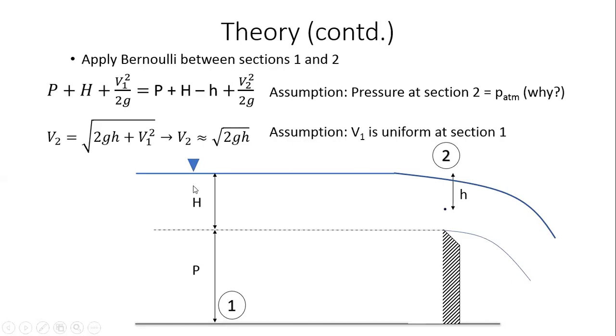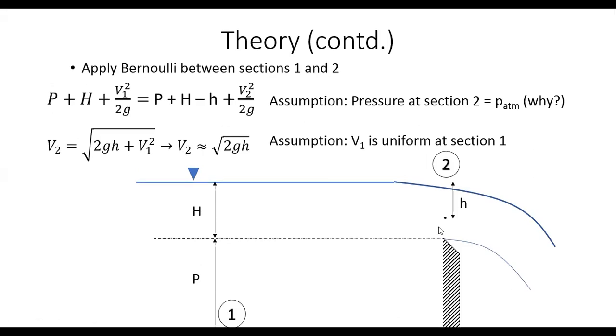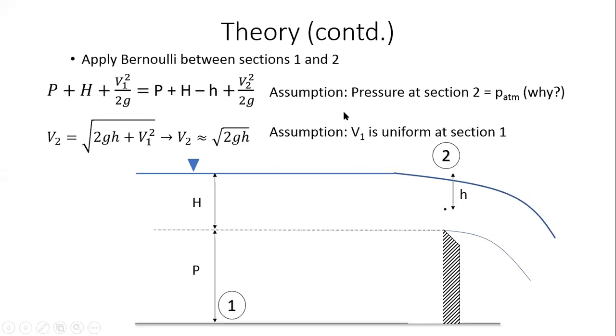So the assumption here is that V1, the velocity at cross section 1, is uniform, and as you can imagine, it will be much smaller than V2, right? Because V1 is passing through a much larger cross-sectional area, whereas V2 is passing through a smaller cross-sectional area. But the flow rate is the same at both section 1 and section 2. The flow rate is the same, but the cross-sectional area is much larger at cross section 1 compared to cross section 2. So naturally, V2 will be much larger than V1.